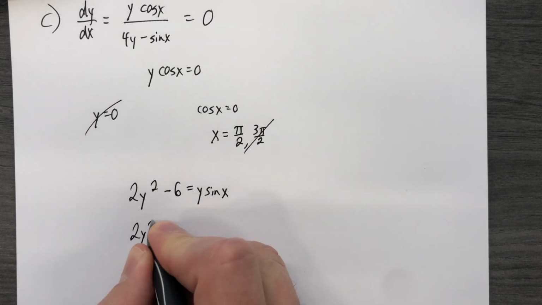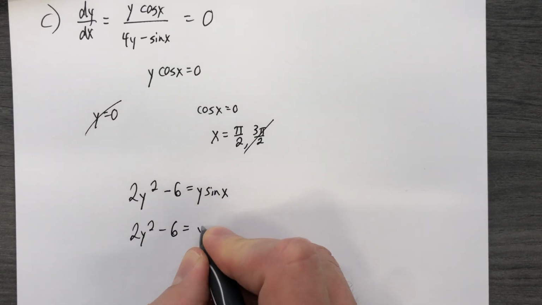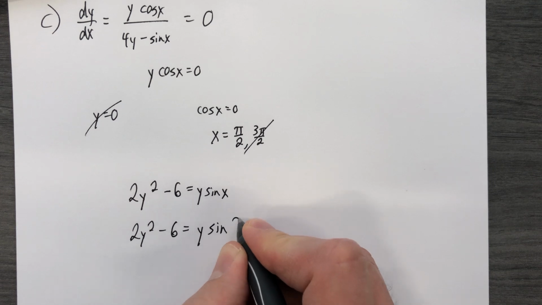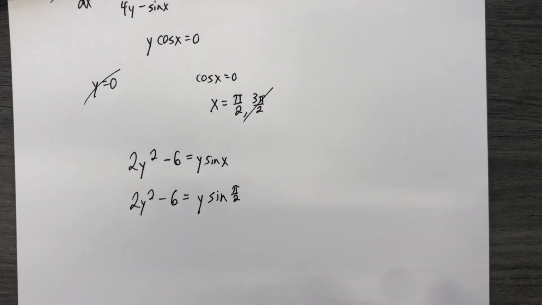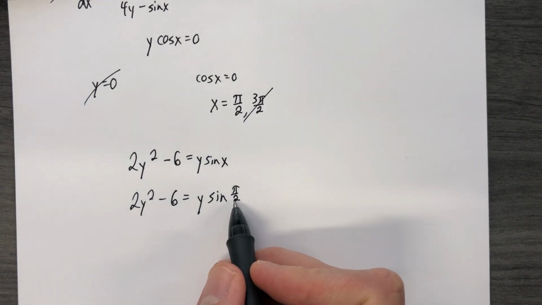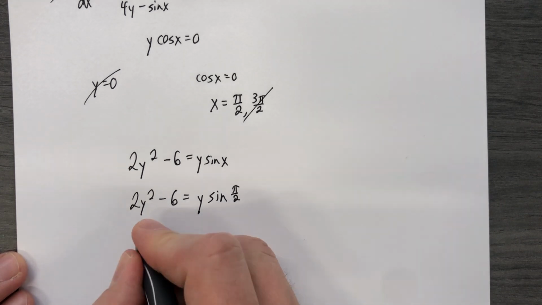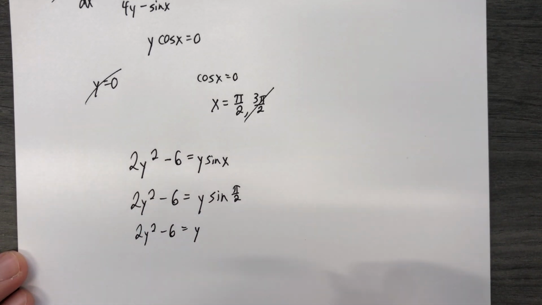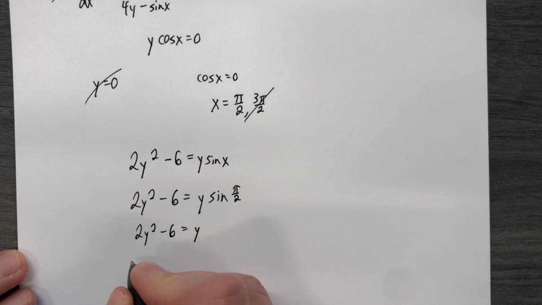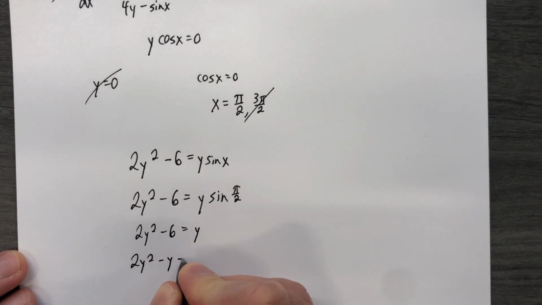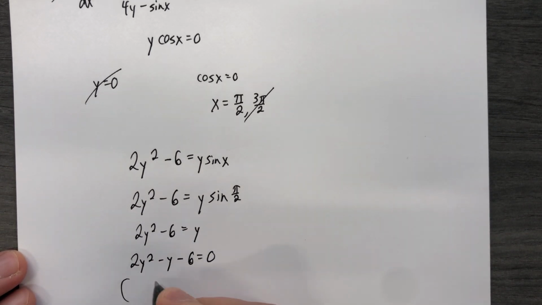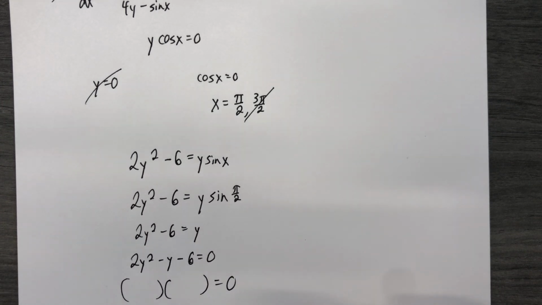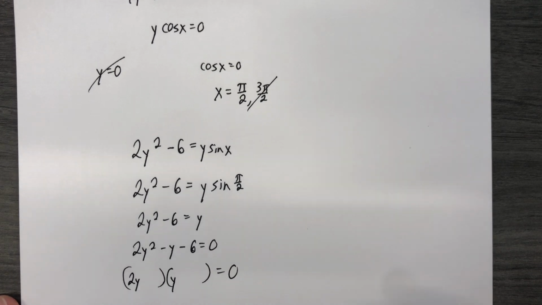So plug in your x, find your y. So 2y squared minus 6 equals y sine of pi over 2. Fair enough. The sine of pi over 2 is 1. So we have 2y squared minus 6 equals 1y. And then we'll just keep solving it. So 2y squared minus y, it's quadratic of course, so we'll move it all to one side and factor it out carefully. 2y squared has no choice but to be 2y times y, unless we play with fractions, and we're not going to do that right now.